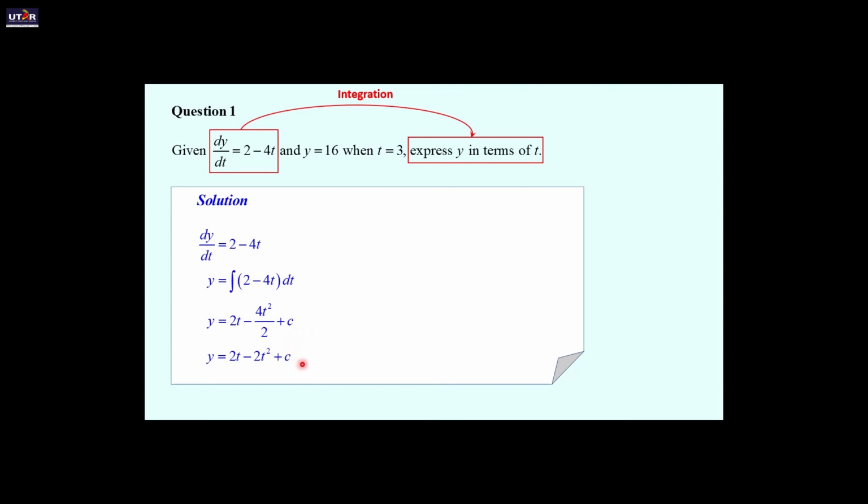We would not like to leave our answer in terms of plus c. Therefore, we apply the condition when t is equal to 3, y is equal to 16. Hence, we can substitute t is equal to 3 and y is equal to 16 into the previous function. And then from here, by solving the equations, we will obtain the value of c, which is equal to 28. So, we obtain the function y in terms of t, where y is equal to 2t minus 2t squared plus 28.